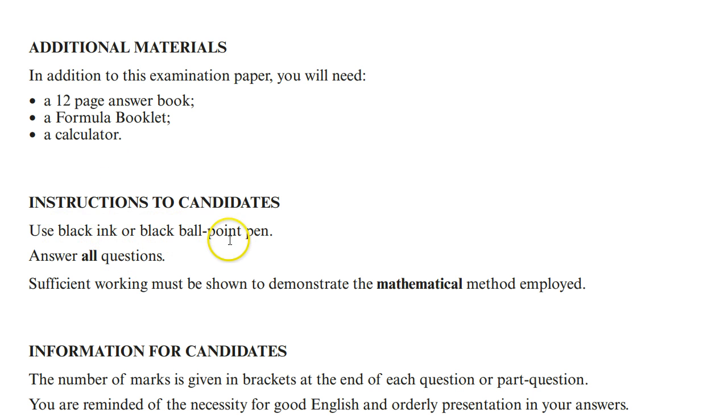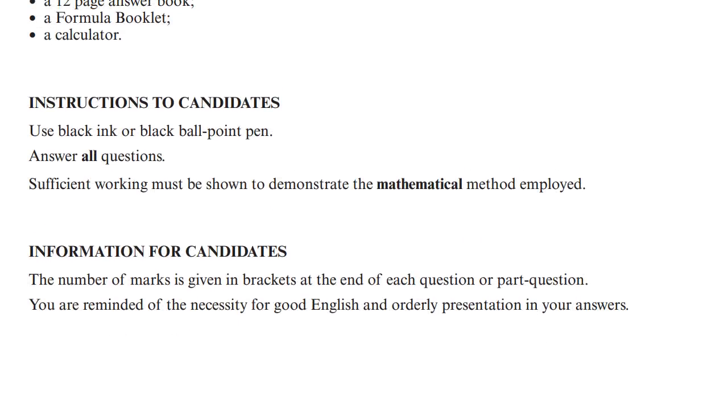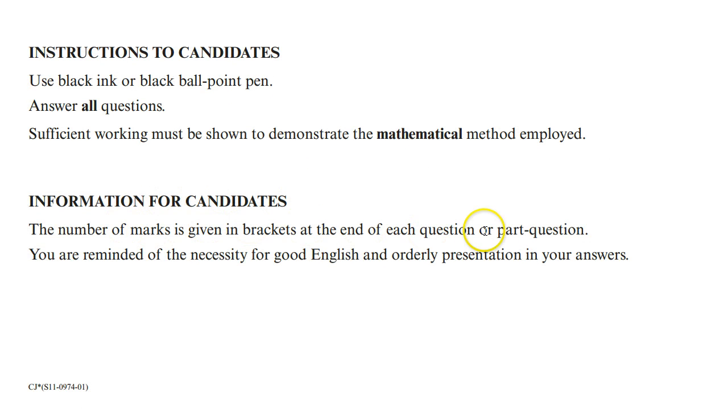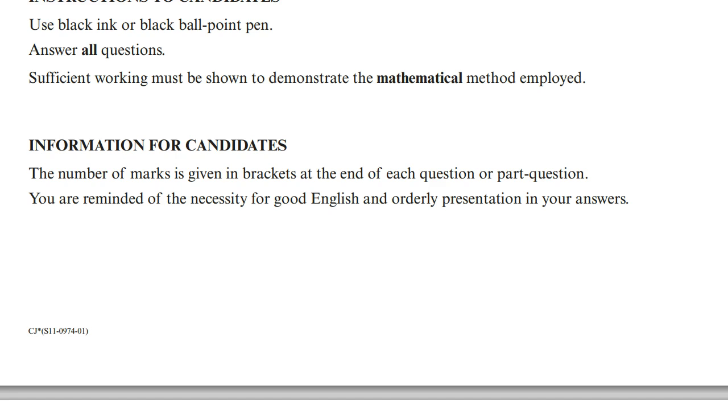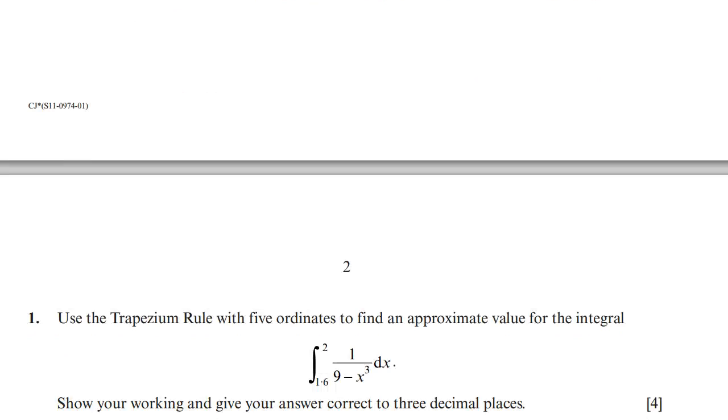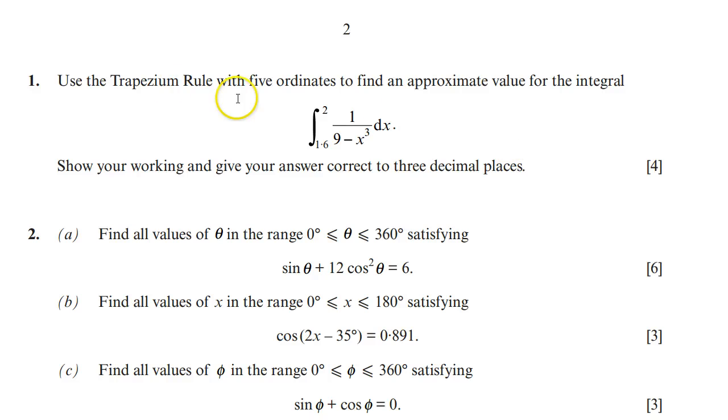Might be nice. Black ink, black ballpoint pen. Examinations now are often scanned when the markers do the marking, so it's a good idea to have a black pen so that the scanner picks up the work easily. Answer all questions, so we need to try everything if we possibly can. Sufficient working must be shown to demonstrate the mathematical method employed. So we need to show our workings, not just write down an answer. And we know what marks each question has, of course, and it says you're reminded of the necessity for good English and orderly presentation in your answers. So we want to be legible, clearly understood from the reader's point of view, from the examiner's point of view.